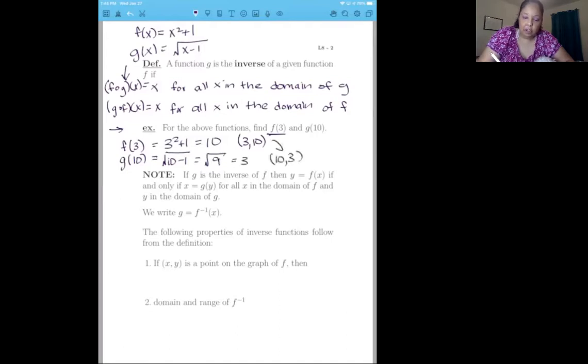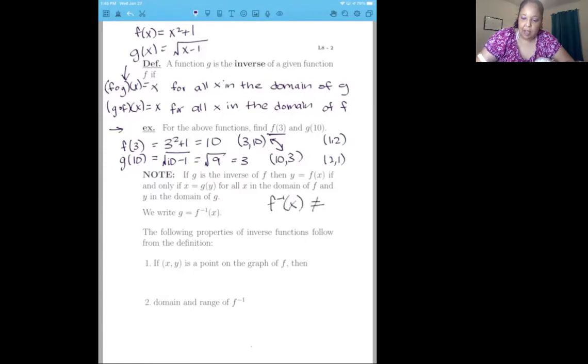So if they're inverses of each other, if I have (3, 10) in a function, then the inverse will always have (10, 3). If I have the point (1, 2), then the inverse is going to have the point (2, 1). Let me also note that we write it as f to the negative 1. That's the notation for the inverse function. That does not mean, let me just write this over here.